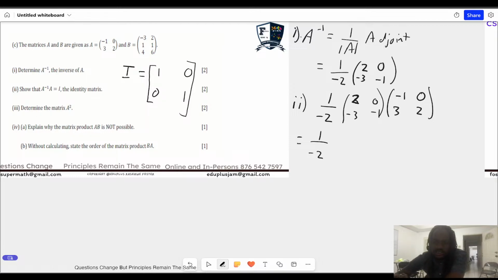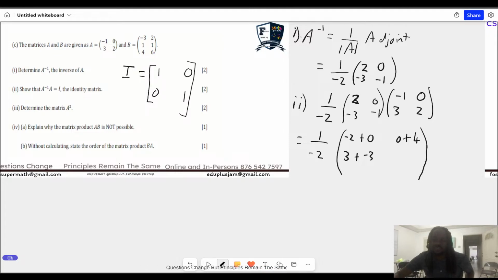So, let's work this out now. 2 times negative 1, that gives me negative 2. Plus 0 times 3 is 0. Then 2 times 0 is 0. Plus 2 times 2 is 4. Next, negative 3 times negative 1 is 3. Plus negative 1 times 3 is negative 3. Then negative 3 times 0 is 0. Plus negative 1 times 2 is negative 2.